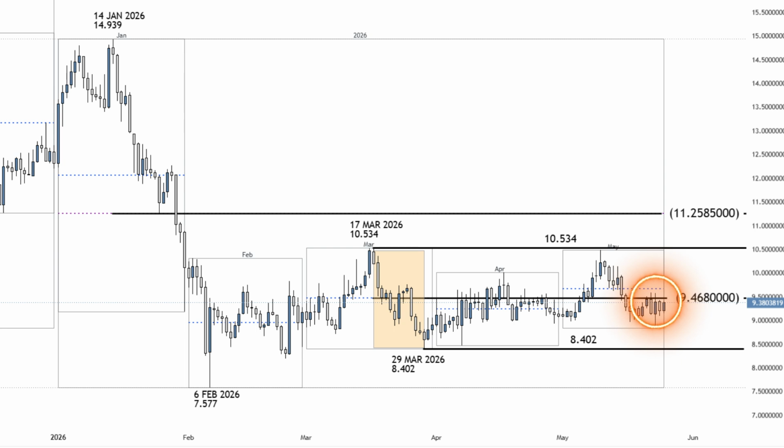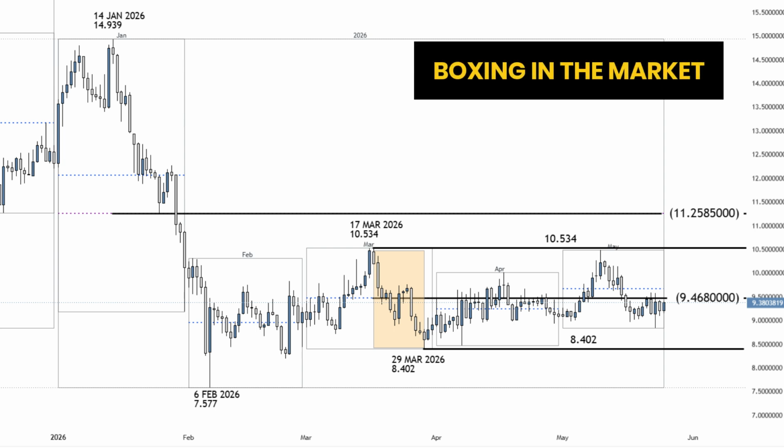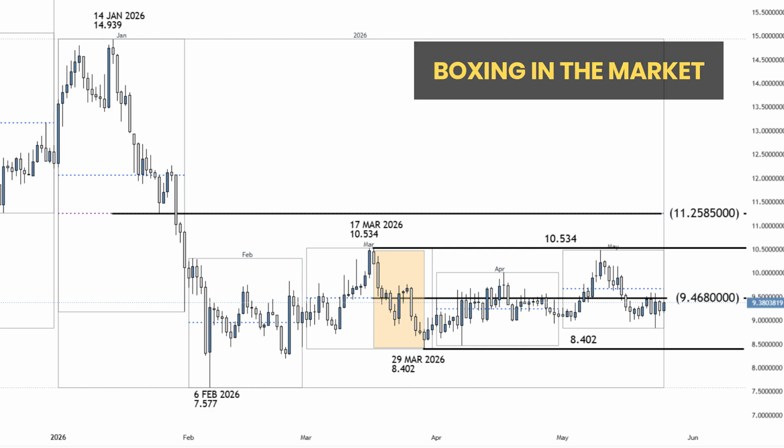Because in market structure terms, midpoints often behave like equilibrium zones. If price starts confidently closing above the midpoint, it usually suggests buyers are gradually reclaiming control. But if price remains trapped underneath it, sellers continue maintaining structural dominance. And right now, Avalanche is still negotiating around that exact area. This is what we call boxing in the market. We identify the swing points, and then we study how price behaves around those structural levels.